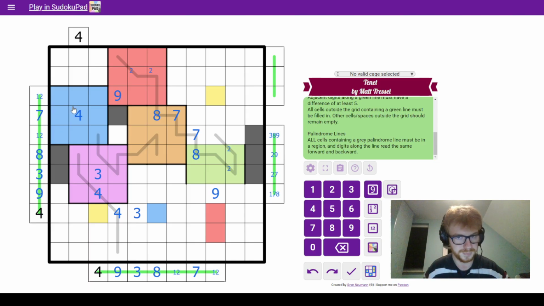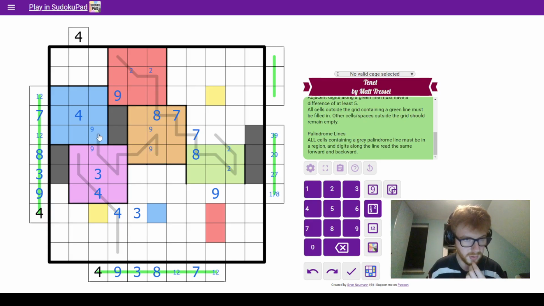But that does make that black, so that's not an 8. 3 or 9 as well. So either of these is 9. I'm going to pencil mark that, even though it's across borders here, but I think that's significant for this green. No, it's not yet.